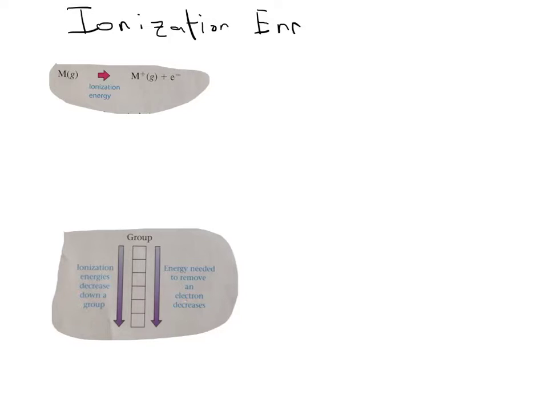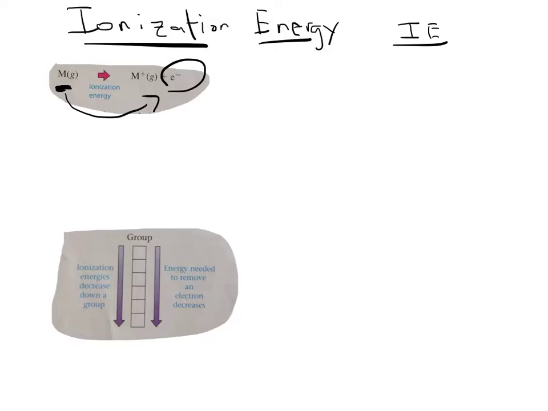Well, ionization energy is the amount of energy it takes to remove an electron from an atom. So if we have some element here, the ionization energy is how much energy it takes to get an electron away from it. So let's look at our general trend for ionization energy. You see this abbreviated as IE. As we go to the right, IE will increase.